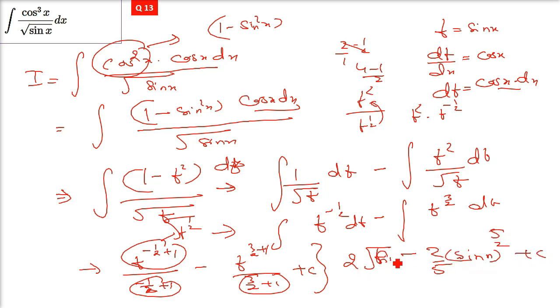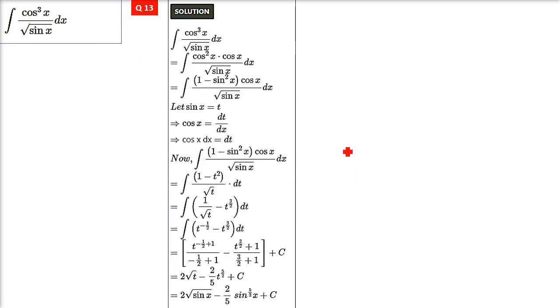Now just replace this t by sin x, and that is your final result. 2 under root sin x minus 2 by 5 sin x to the power 5 by 2 plus constant of integration is your final result. The main key is writing cos cube x as cos square x into cos x. Then you can take t as sin x and you will get the numerator as the cos x dx. This is the whole idea about this question. Okay, this is the way.